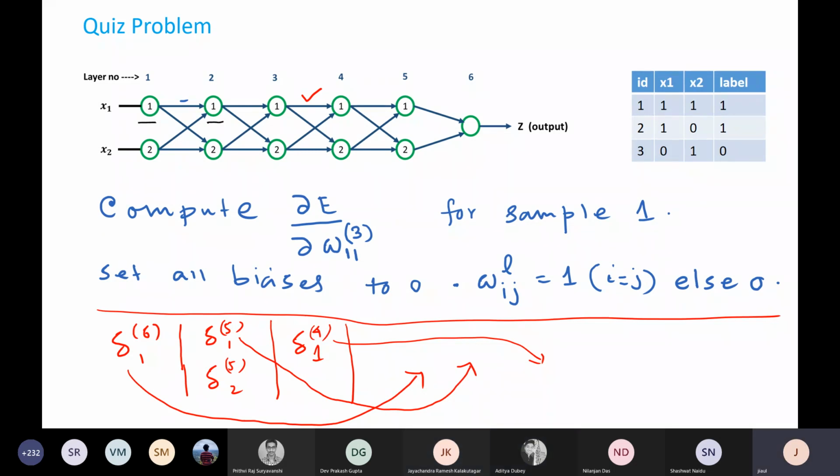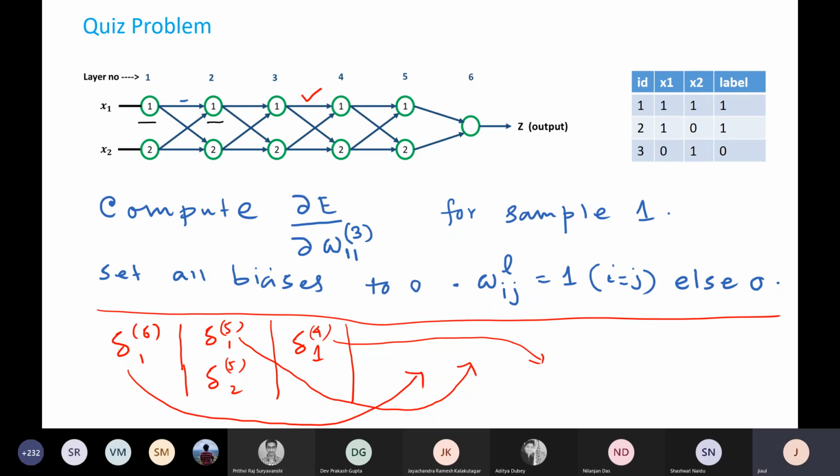Now, in order to compute all these things, are all these variables and materials readily available to you? That's my question. Or do you need to compute anything further? First you take the forward pass. During the forward pass, you are computing all the activation values. So all activation values are known to you, right?